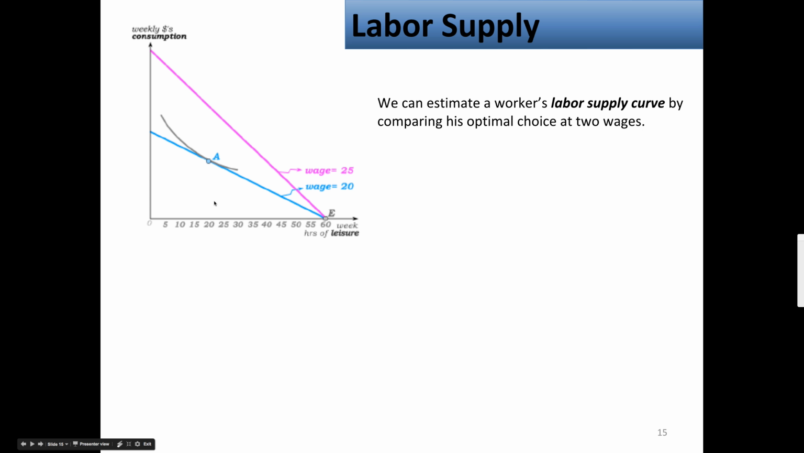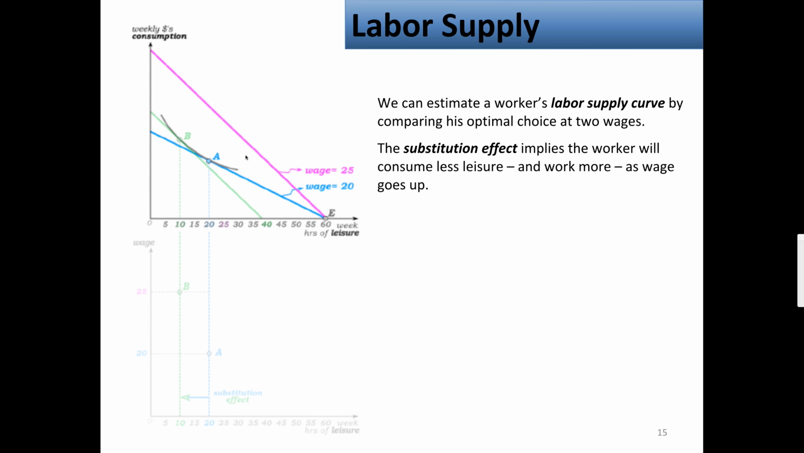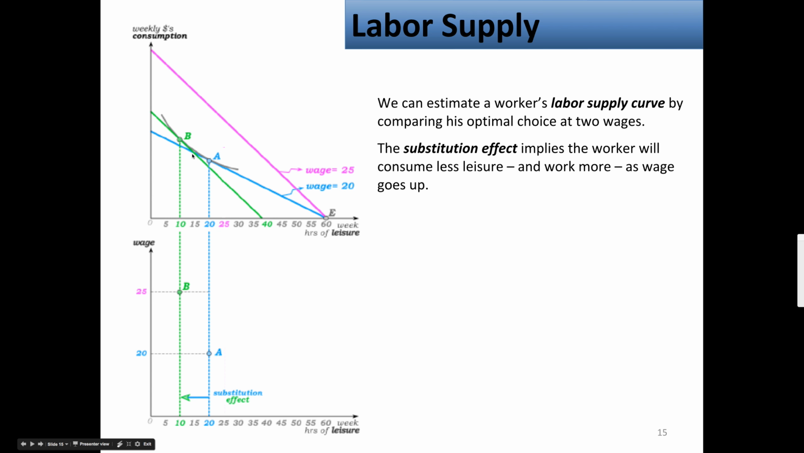Let's have the guy be at an optimal point at A. His wage increases to 25, and we want to ask exactly what he does. Does he work more or does he work less? Well, let's first examine the substitution effect. So I'm going to suck away the income from him. B is the point that lies along this compensated budget line where I sucked away the income from him.